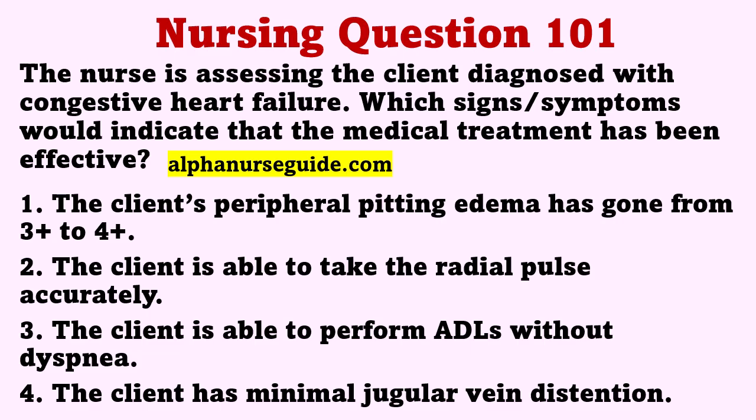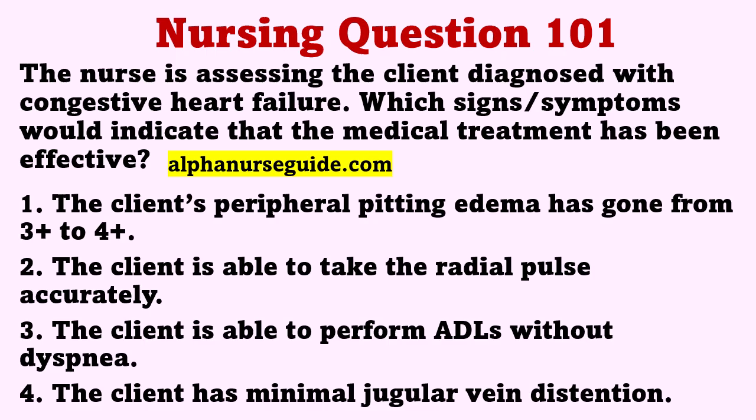1. The client's peripheral pitting edema has gone from 3+ to 4+. 2. The client is able to take the radial pulse accurately. 3. The client is able to perform ADLs without dyspnea. 4. The client has minimal jugular vein distension.